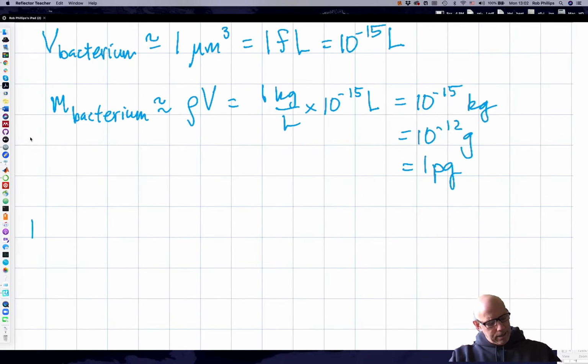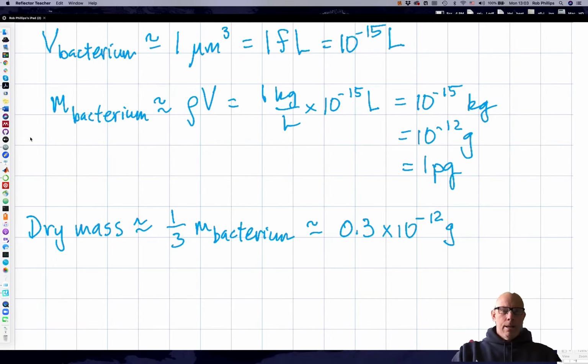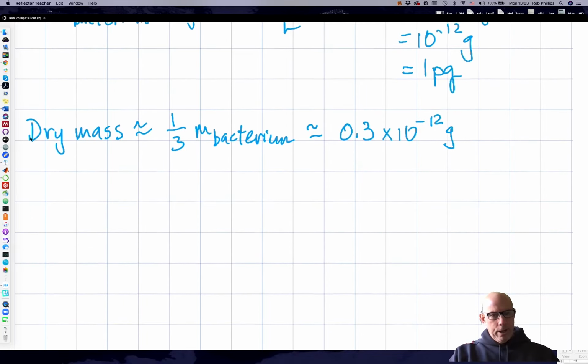Now, the dry mass is something like 1/3 of the mass of the bacterium. So we're going to call that 0.3 times 10 to the minus 12 grams. And my last point before actually trying to figure out how many carbons is to note that the dry mass, I'm going to say roughly 1/2 of the dry mass is carbon.